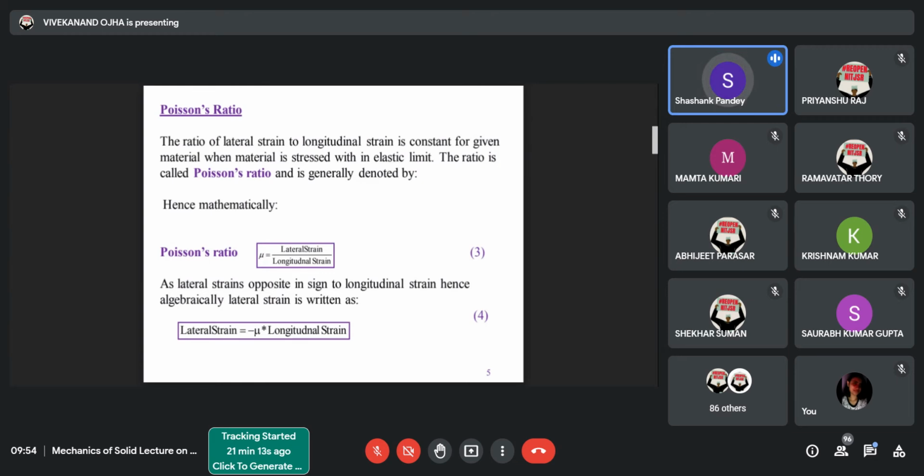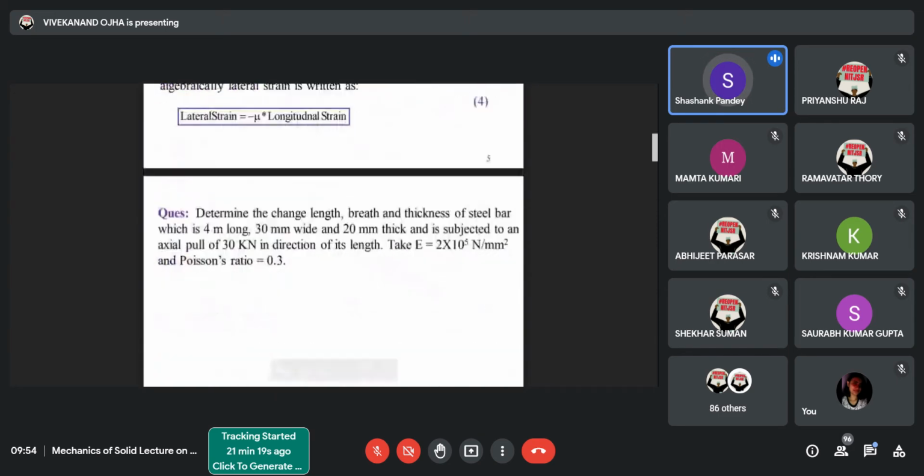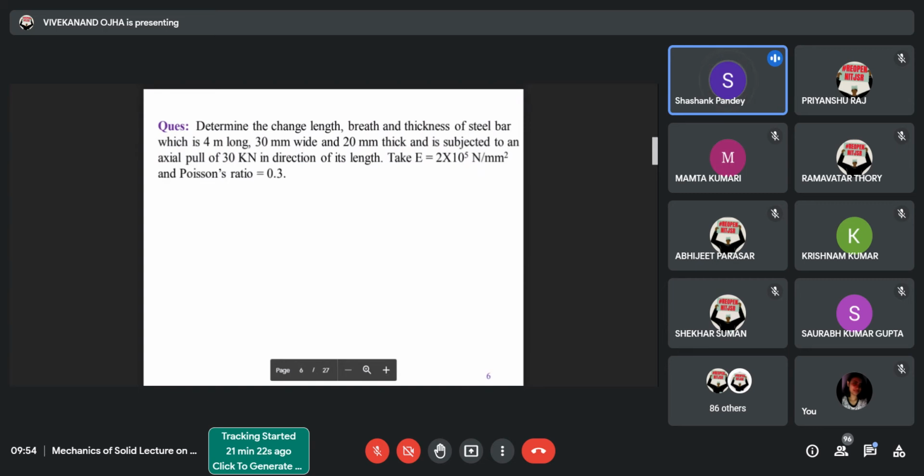So let us quickly jump on to some numericals. Determine the change in length, breadth, and thickness of a steel bar which is 4 meter long, 30 mm wide and 20 mm thick, and is subjected to an axial pull of 30 kilonewton in the direction of its length. So along the 4 meter, a load has been applied and it is a pull. We have to determine the change in length, breadth, and thickness of the steel bar.